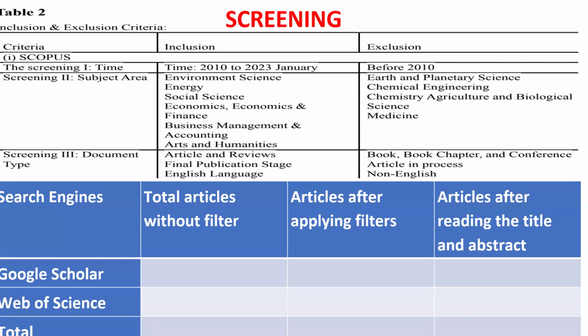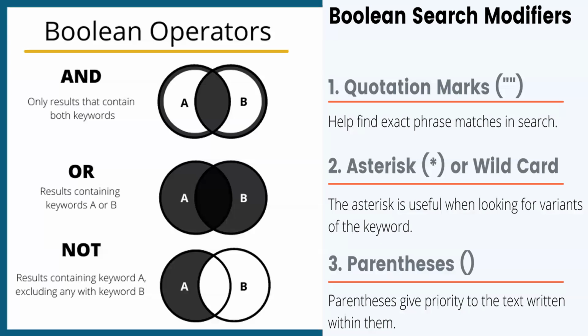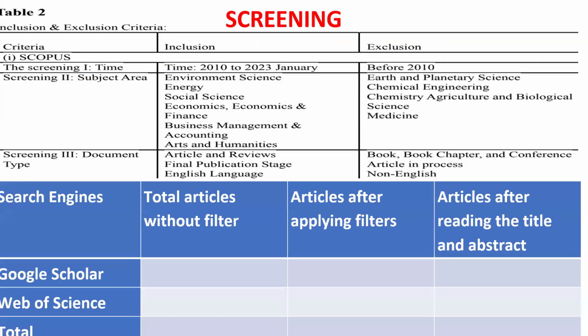Now screening. Now we discussed identification. Identification means your keyword, synonym, and databases you need to identify. You need to find what type of Boolean operator you need to use: and, or, not, quotation, asterisk, whatever you use, you need to identify those. Now, once you do those things and search, you will get a lot of articles. Out of those articles, you need to screen those.